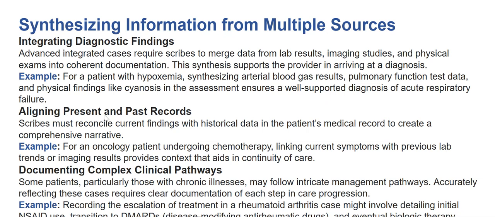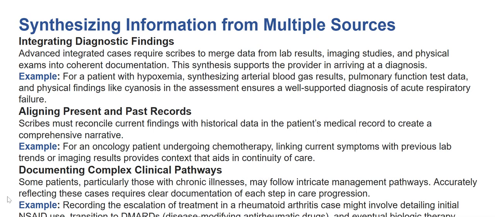Aligning present and past records. Scribes must reconcile current findings with historical data in the patient's medical record to create a comprehensive narrative. Example, for an oncology patient undergoing chemotherapy, linking current symptoms with previous lab trends or imaging results provides context that aids in continuity of care.